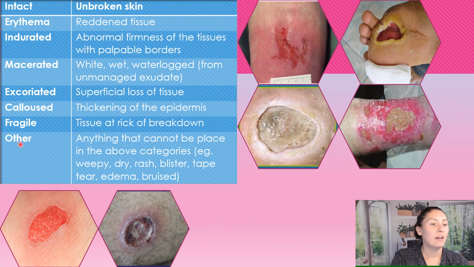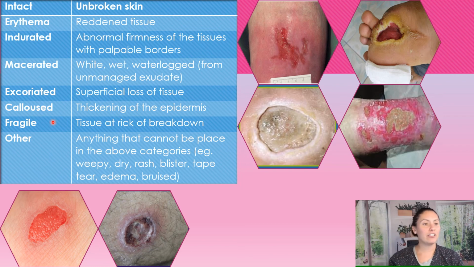Okay, then we have fragile. So this is tissue at risk of breaking down. So a lot of times we have this with the elderly. Their skin gets so thin, it's very fragile. So that's how you would explain that.